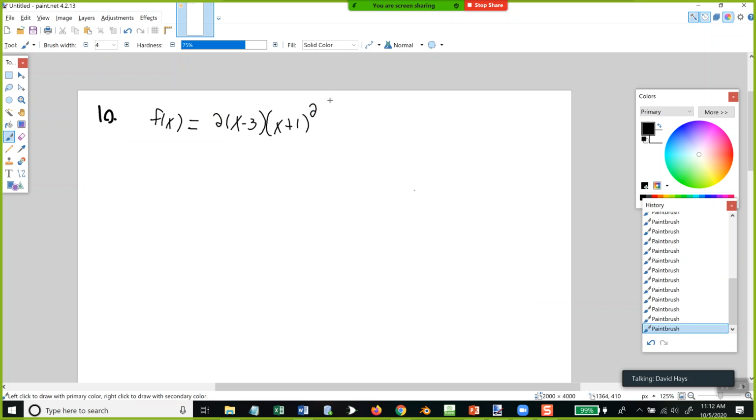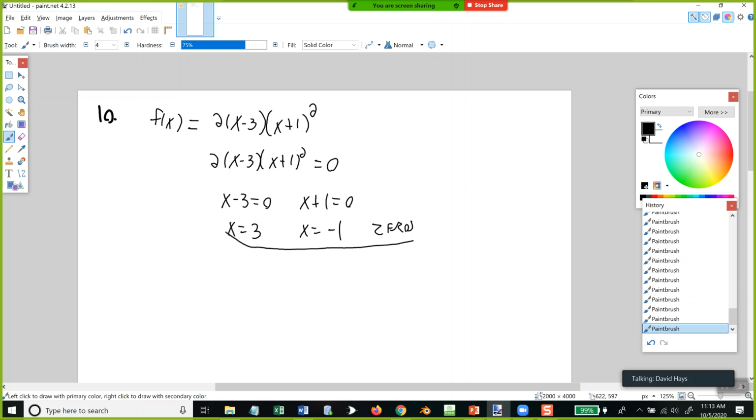Now, how we're going to find the zeros is you take your function and you set it equal to 0. And then you'd solve this. You'd factor it if you could, which this is already factored. Then you'd set each factor equal to 0. So x minus 3 equal to 0, and x plus 1 is equal to 0. And solve it, and we get 3 and negative 1. And those would be our zeros.